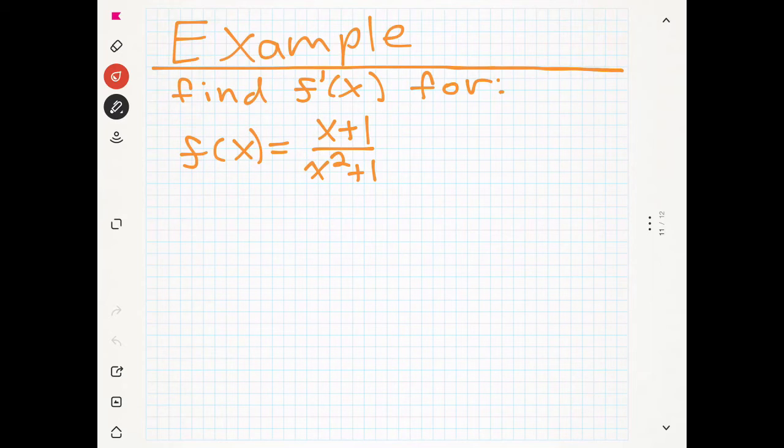So find the derivative, or in other words, find f prime of x for f of x is equal to x plus 1 divided by x squared plus 1, right? So to make this better to understand, let me just call this y, all right? And let me call the top part f of x, because I'm trying to make it two functions for you guys so that it's more relatable and it's easier. And let me call the bottom part g of x, all right?